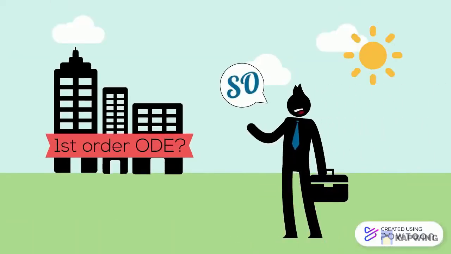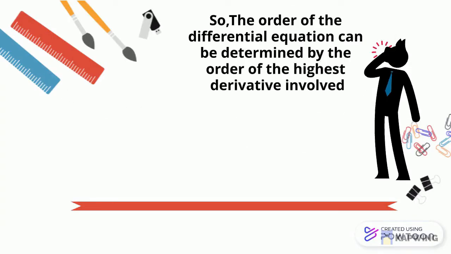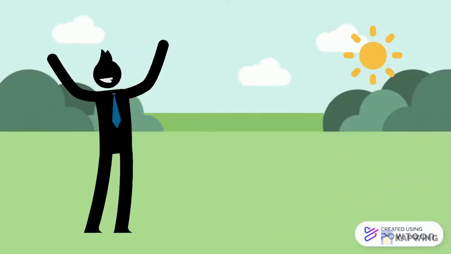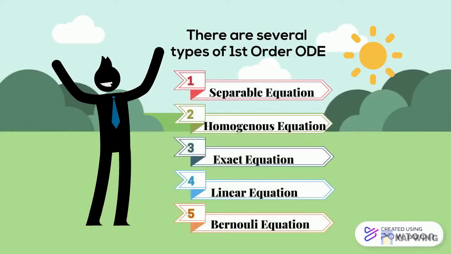So, what is first order ODE? The order of the differential equation can be determined by the order of the highest derivative involved. Then, first order ODE is the differential equation that contains only the first derivative, like dy/dx, as the highest derivative involved. Furthermore, there are several types of first order ODE, but in this video we are going to talk specifically about separable equation and one of its applications.